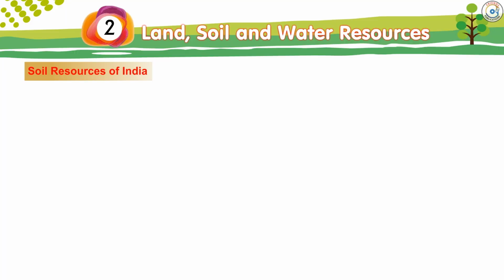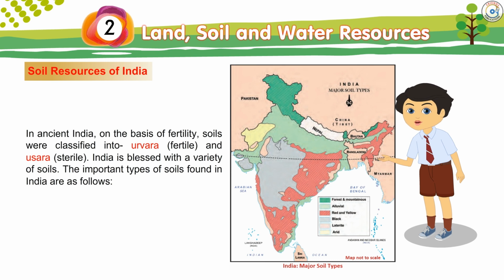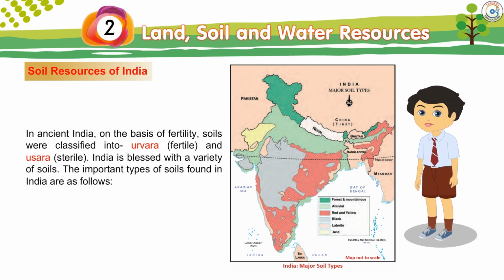Soil resources of India. In ancient India, on the basis of fertility, soils were classified into Urvara, fertile, and Ulsara, sterile. India is blessed with a variety of soils. The important types of soils found in India are as follows.